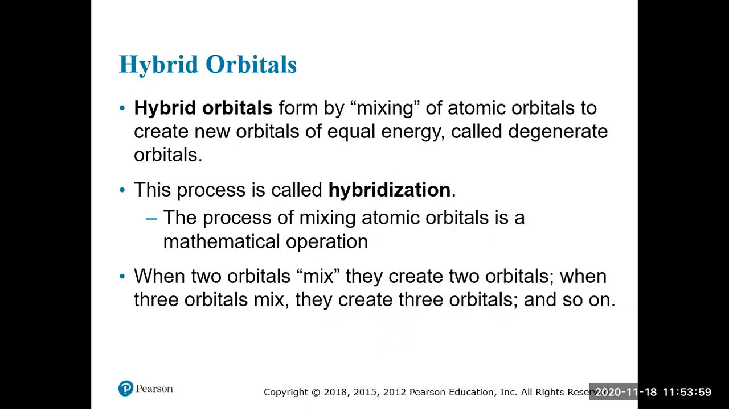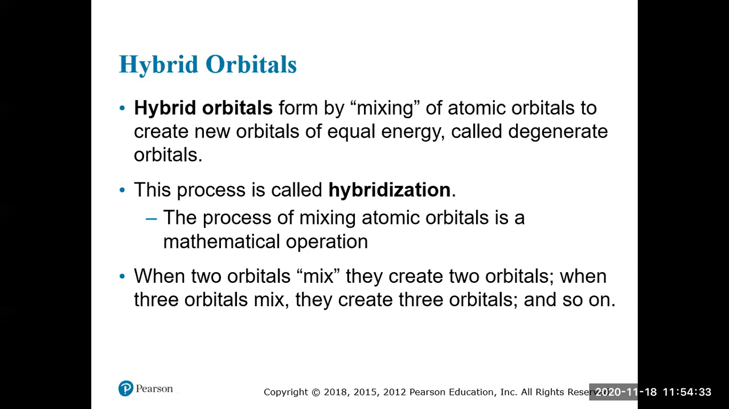There's something that we call hybrid orbitals. Hybrid orbitals form by mixing atomic orbitals to create new orbitals of equal energy. And remember, a while back when we were talking about energy levels, we said that orbitals of equal energy are called degenerate orbitals. So this process where we combine some orbitals so that we have several that are of equal energy is called hybridization.